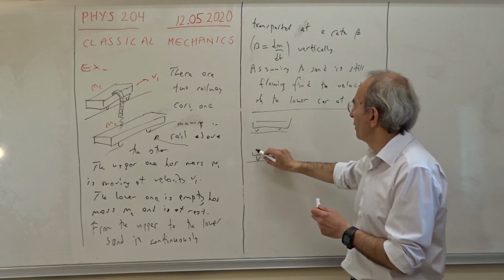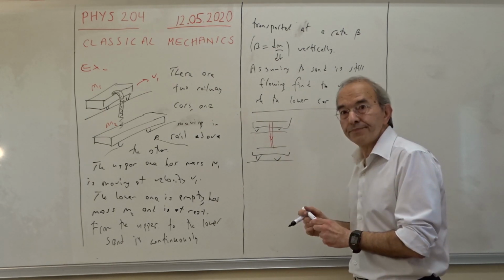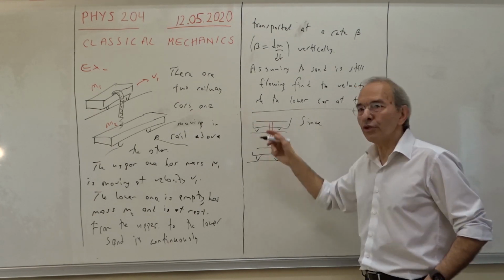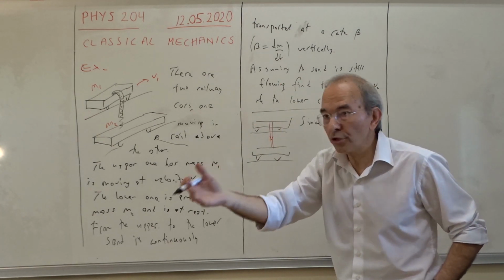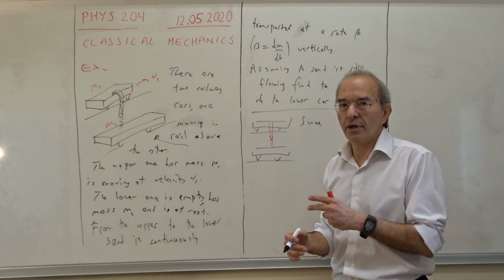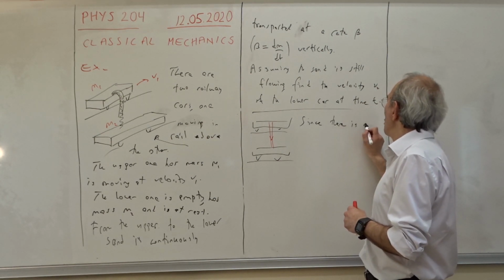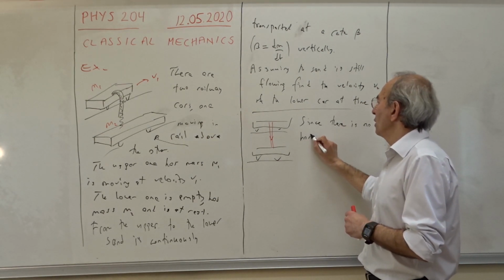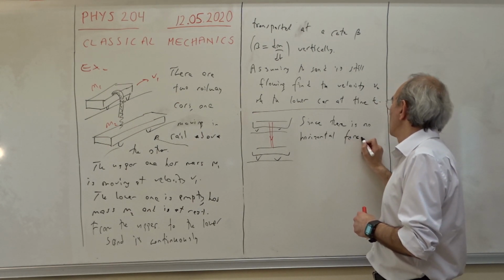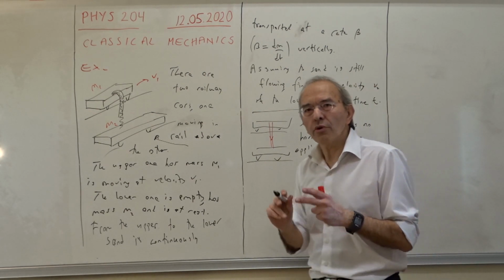Since here the sand is flowing continuously, since there is no horizontal force applied on the upper car or on the lower car, there is no horizontal force on either. Since there is no horizontal force applied, the momentum of the system is conserved.